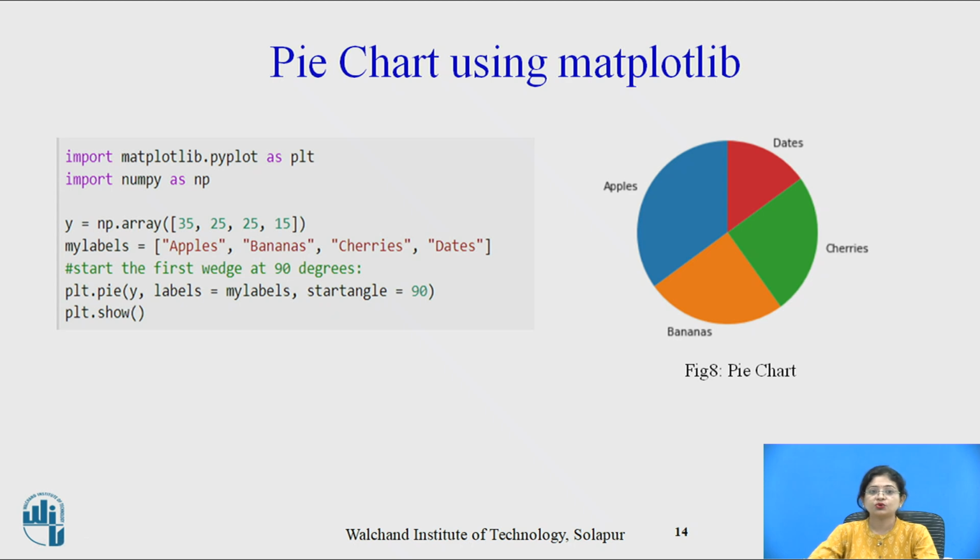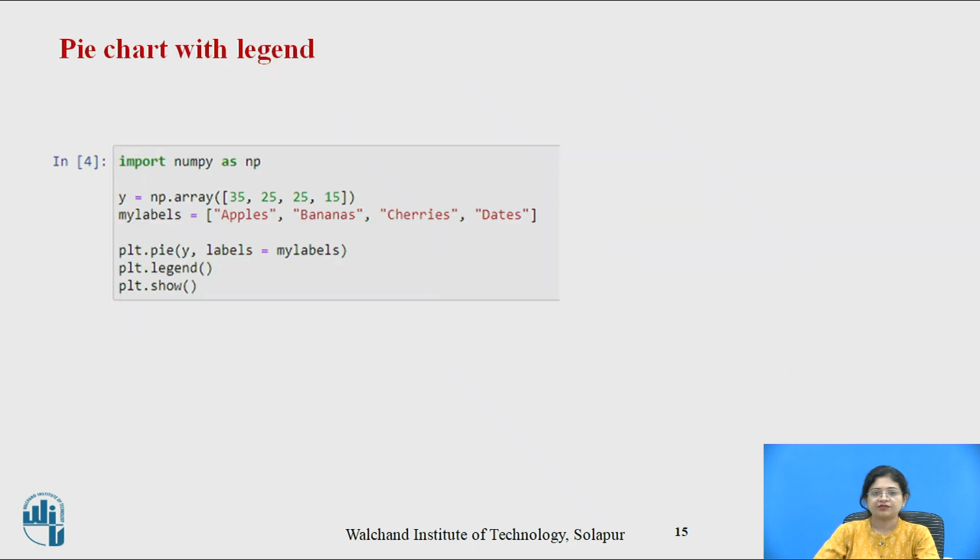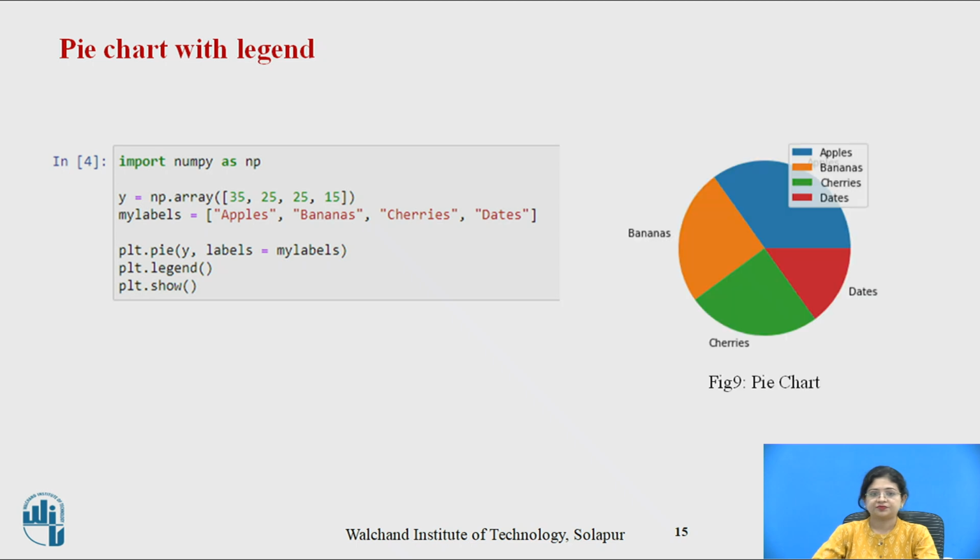Now, if I want to show the legend for this pie chart, I will write plt.legend. Okay. So, it will show apple in the blue color, bananas in the orange color, cherries in the green color and dates in the red color. Okay. But if I want to show the percentage, meaning the number of apples, there are 35 apples, which is the largest one among all these fruits, so I can show it in the form of percentage.